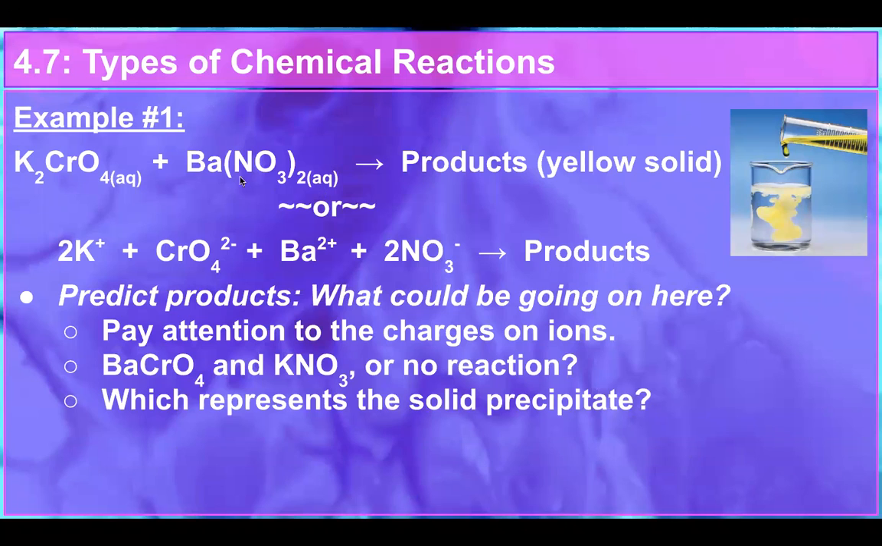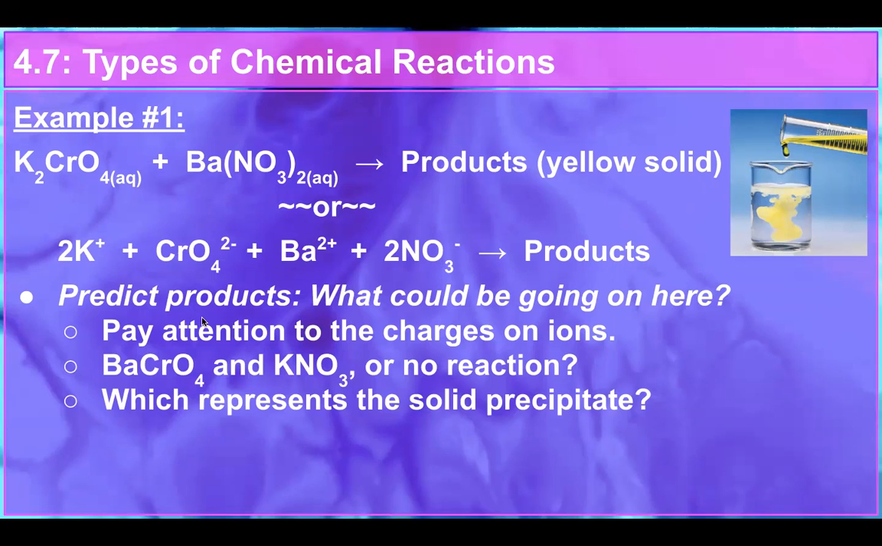So we've seen this example before. We've got potassium chromate, barium nitrate, and we know that when we put them together that, well, we are getting a yellow solid precipitate. So if we break this apart and get the complete ionic equation, all right, this is what we got: 2K+ plus CrO4 2- plus Ba2+ plus 2 NO3-. These are all aqueous, by the way. Okay, and they're forming products. So one combination of these ions is going to give us this yellow solid. So the question is, what would that be?